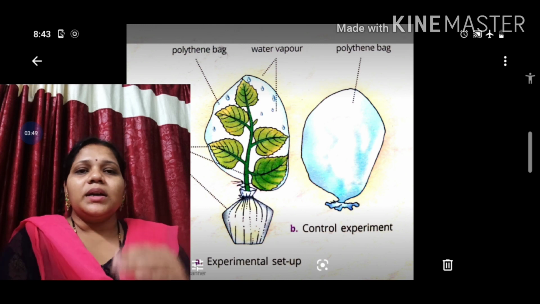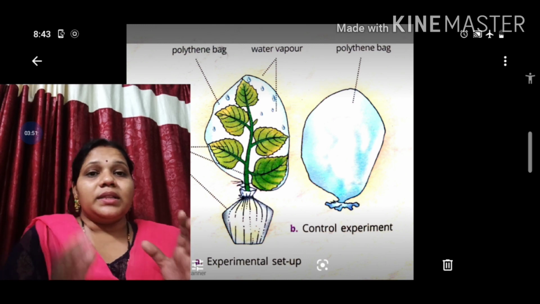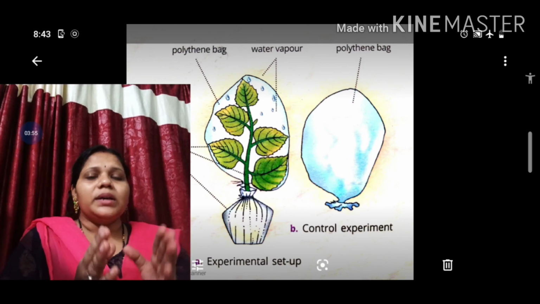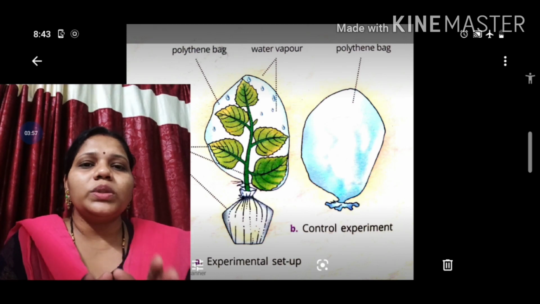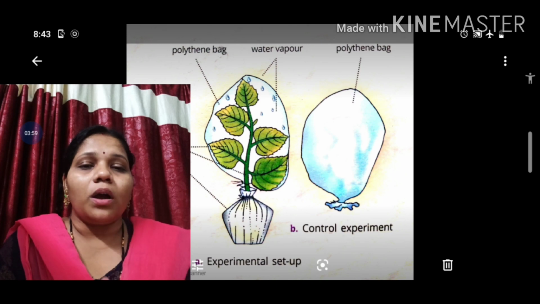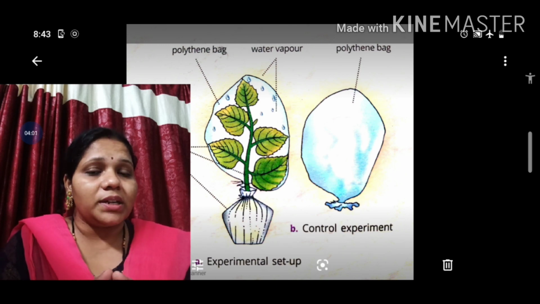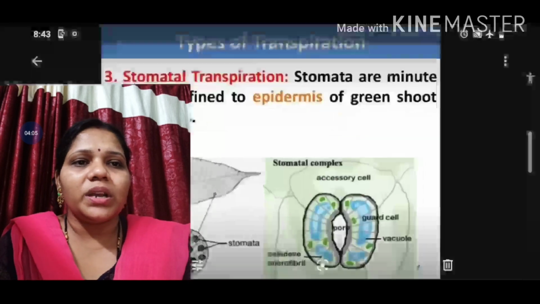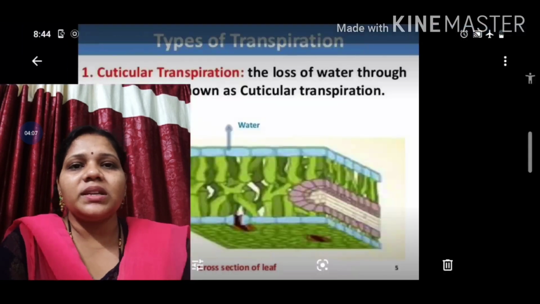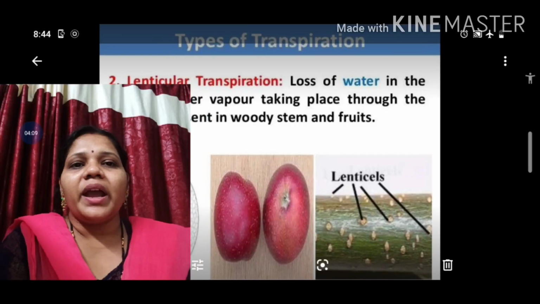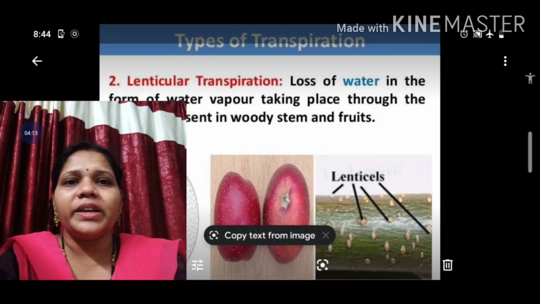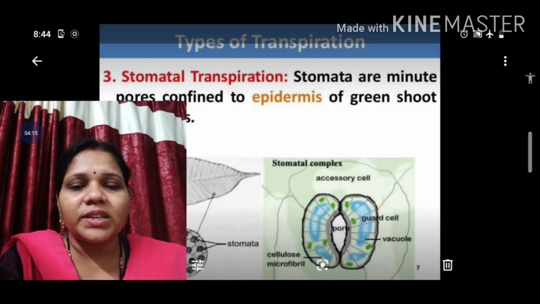Next, we will discuss the types of transpiration. As I told you, transpiration occurs through the leaves and stems. On the basis of that, transpiration is divided into 3 types: stomatal transpiration, cuticular transpiration and lenticular transpiration. So first we will read about stomatal transpiration.